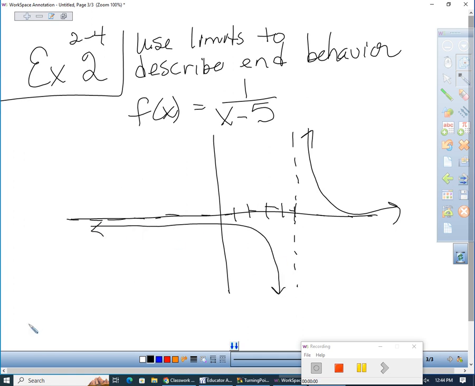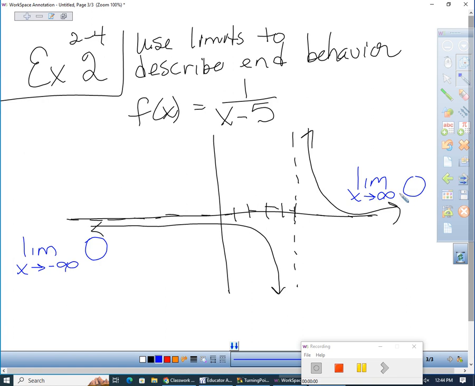Okay, so now how many ends do I have here? 4. So how many end behaviors do I have to have? 4. Okay, so we're going to start here with this one. This is the limit as x goes to negative infinity. This approaches your horizontal asymptote of 0. On the opposite side, the limit as x goes to positive infinity, it approaches the horizontal asymptote at 0.